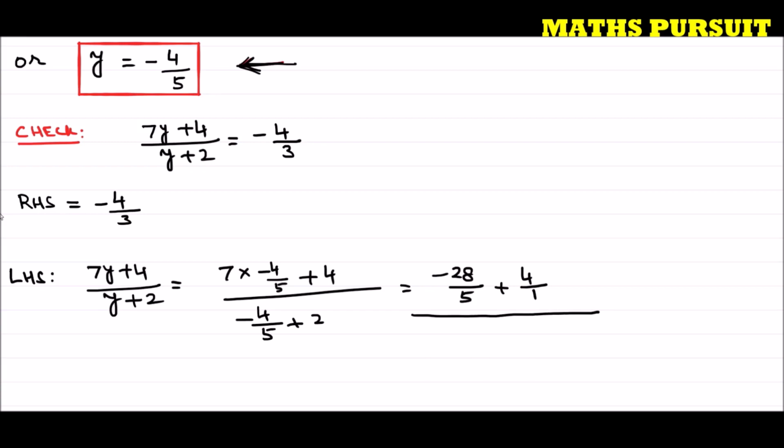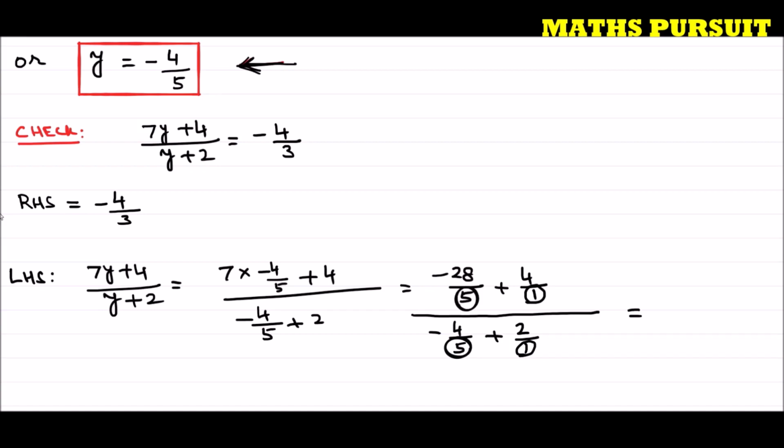If a upon 1 minus 4 upon 5 plus 2 upon 1, that is equal to... Now let us make this denominator 5, because we got the highest denominator as 5. Here also the same thing: we got the highest denominator as 5 and only here 1. So let us convert these ones to 5.